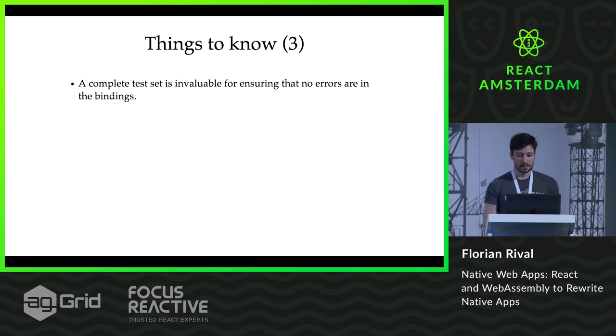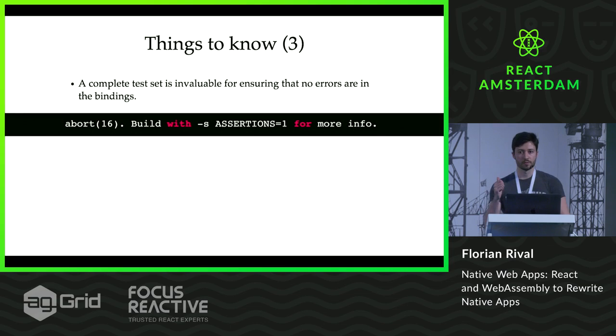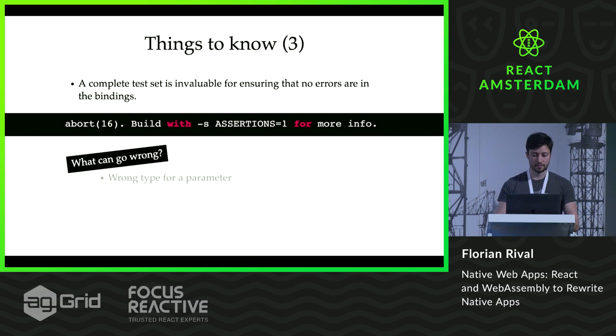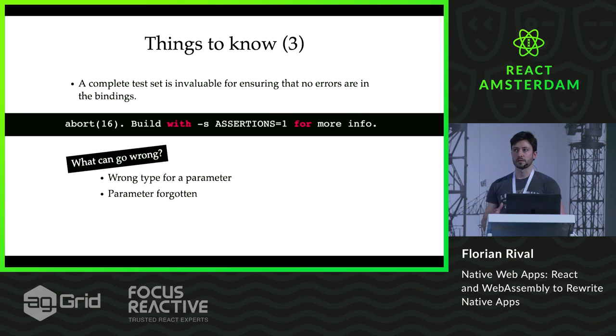Last thing to know is that a complete test set is really useful when you're working with WebAssembly, because that's the kind of errors that you'll get if something is going wrong in the WebAssembly world. So that's not useful at all. And what can go wrong, actually? For example, if you pass the wrong type of parameter, or you forget a parameter, then the method on the WebAssembly side will see, okay, I'm expecting an object, I got passed a number, so the number must be the pointer to the object, but it is not, and then bad things will happen.